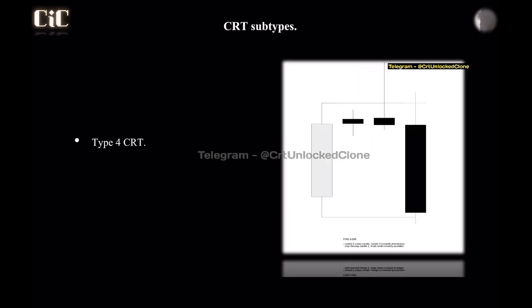Type 4 is you have candle number 1, then you have an inside bar, right, which means it doesn't go and hit the old high in candle number 2, rather they wait for another candle to go in turtle soup, upset the orders, manipulate, and then distribute.